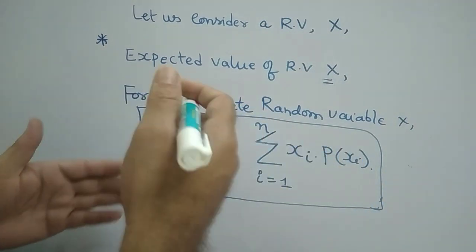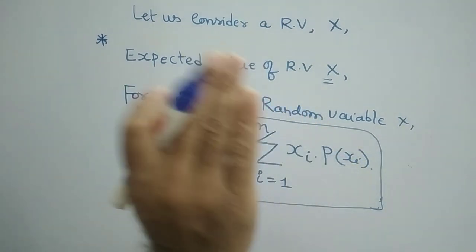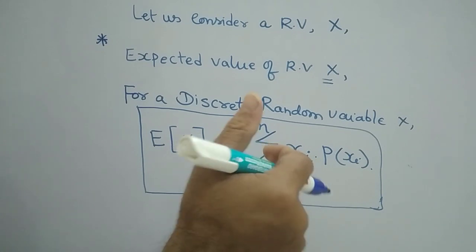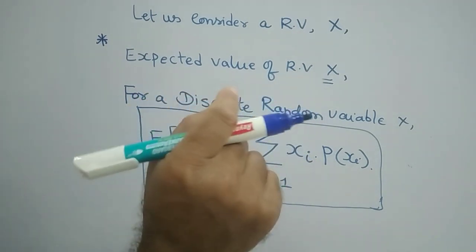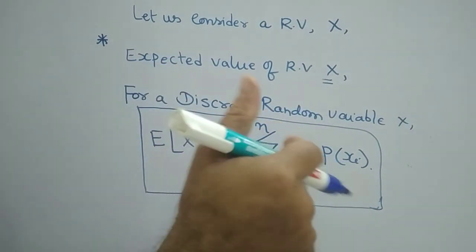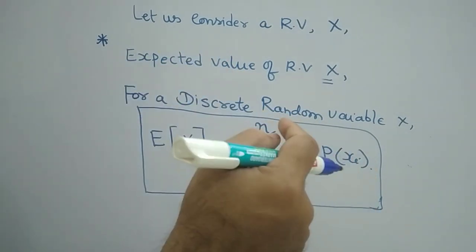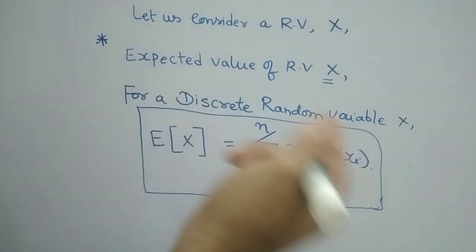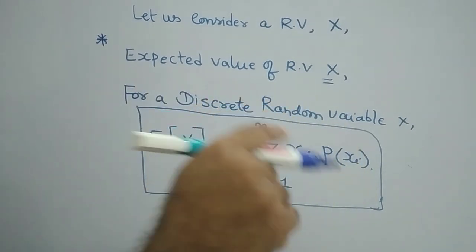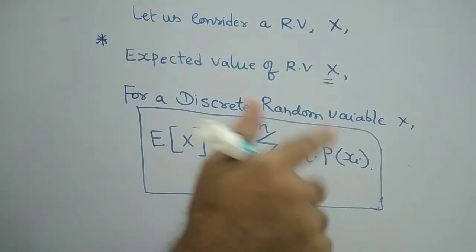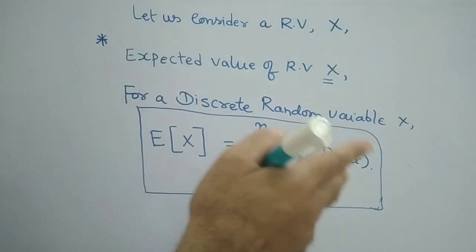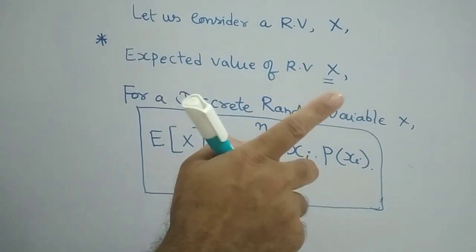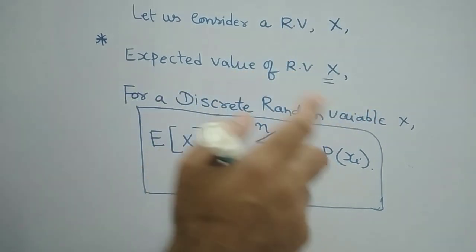Let us say, for example, tossing of a coin. If you consider the experiment, tossing of a coin, then that event is the random variable. What are its possible values? Either you can get head or otherwise tail. Only two options will be there. That getting of head and tail can be represented as small x1 and x2.